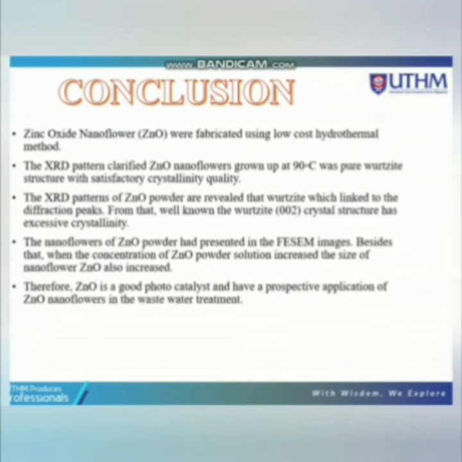Conclusion: zinc oxide nanoflowers were fabricated using the low-cost hydrothermal method. The XRD pattern clarified that zinc oxide nanoflower grown at 90 degrees has a pure wurtzite structure with satisfactory crystallinity. The XRD pattern of zinc oxide powder revealed peaks linked to different planes. The well-known 002 crystal plane indicates excellent crystallinity. The nanoflower of zinc oxide powder is presented in the FESEM images. Besides that, when the concentration of the zinc oxide powder solution increased, the size of the nanoflower also increased. Therefore, zinc oxide is a good photocatalyst and has a prospective application as nanoflower in wastewater treatment.